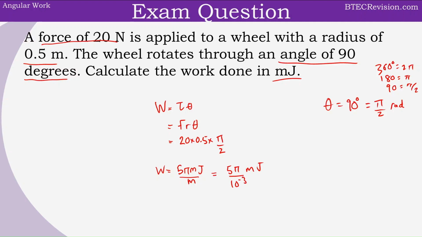And we can simplify that further. It gives us 5 pi times 10 to the power 3 millijoules. And multiplying that out, which would give us work done equals 15.71 times 10 to the 3 millijoules.